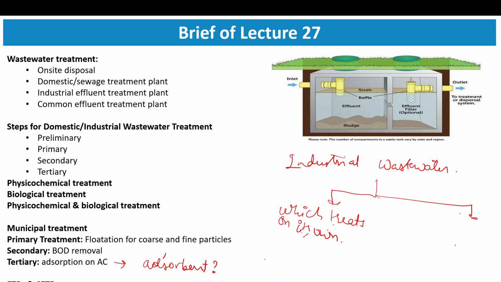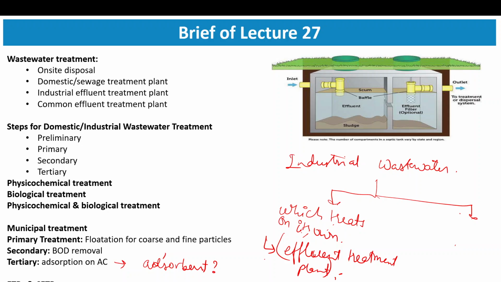If the industry treats wastewater on its own, in its campus itself, then such a treatment plant is known as an effluent treatment plant, which is particularly for wastewater treatment. So, effluent treatment plant.